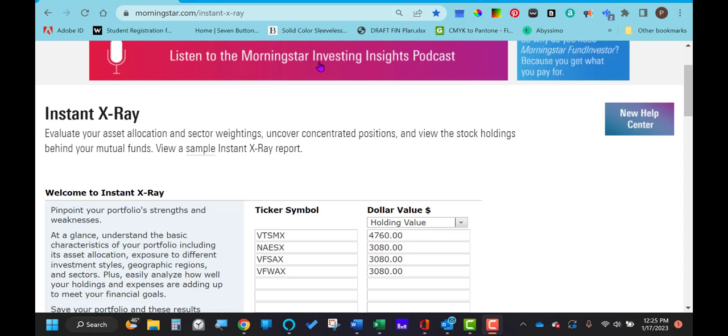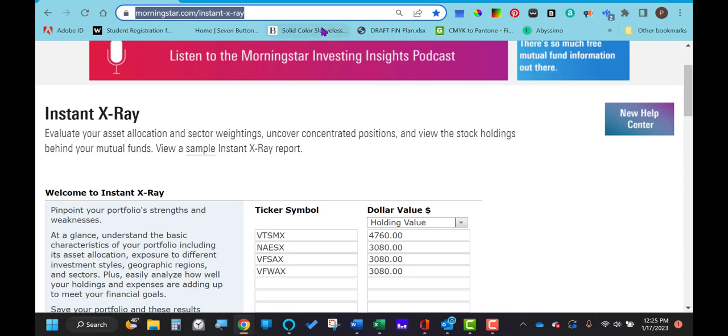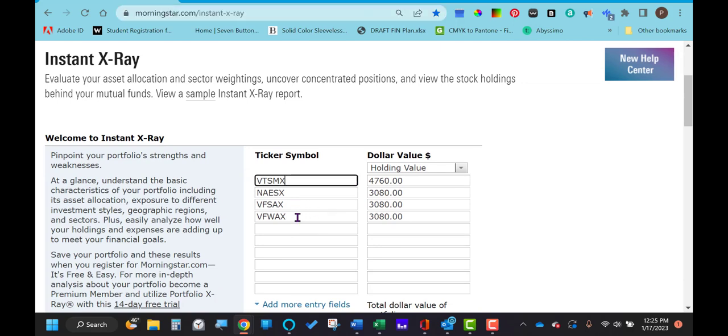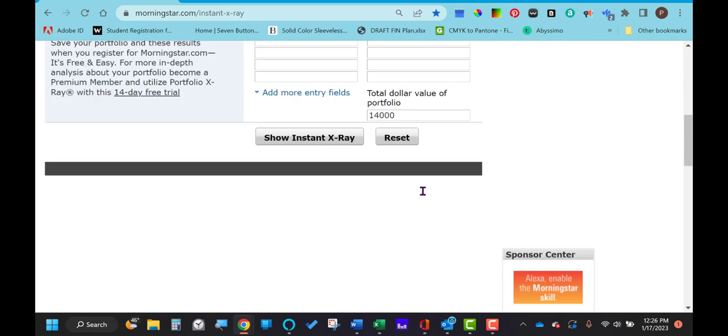Here is the URL. You do need to create an account to access this, but it's free. They have a premium Morningstar, and also they just give you access to a certain level of Morningstar for free, and you do get this for free. It doesn't go in depth though. The really in-depth stuff is at a premium. I entered my 4 tickers, and I entered here the amount that I put in the fund at the beginning of the decade, so in 2013, based on my numbers. I'm going to have it show the instant X-ray.